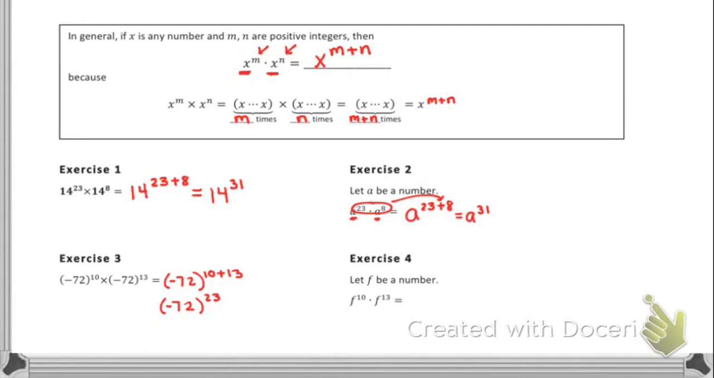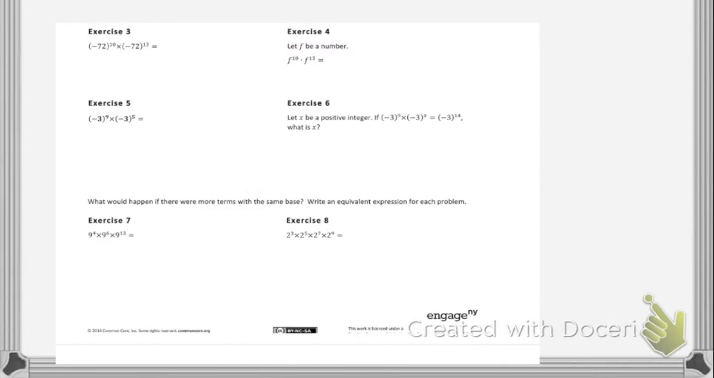And so exercise 4, let f be a number, and so that would be f to the 10 plus 13, and so that is f to the 23rd power. So as we continue, exercise 5, we have negative 3 to the 9th times negative 3 to the 5th. So we're thinking through that, and we want that to be negative 3 to the 9 plus 5. And so that would be negative 3 to the 14th power. Again, notice that the negative number is in parentheses. We need those parentheses when we're taking a negative number to a power.